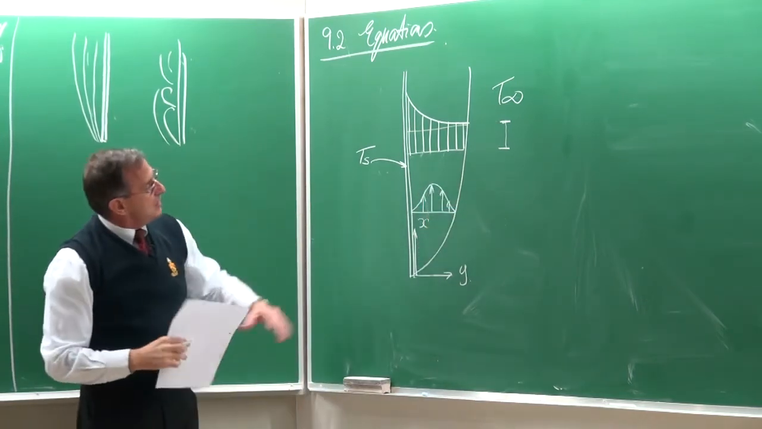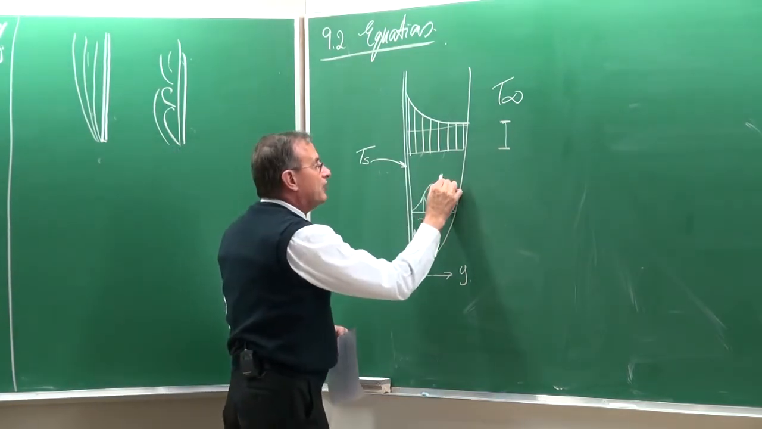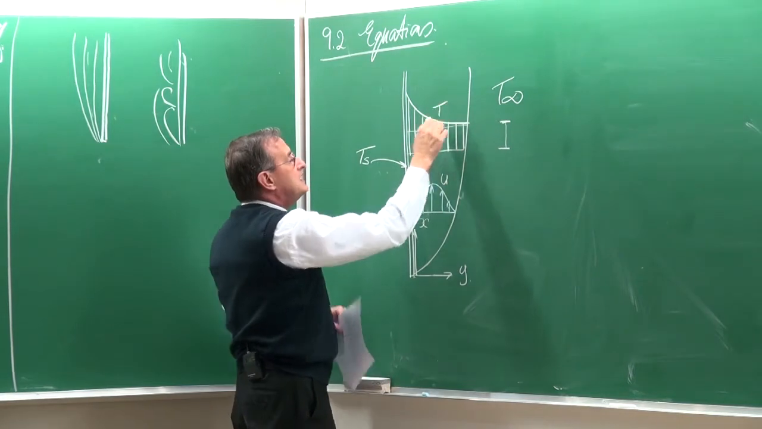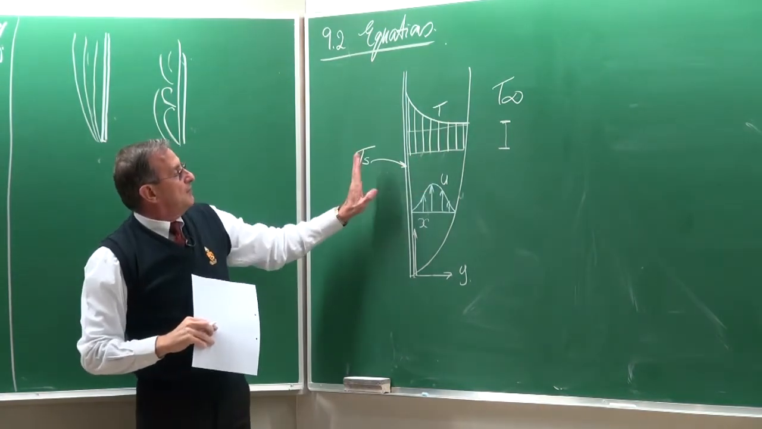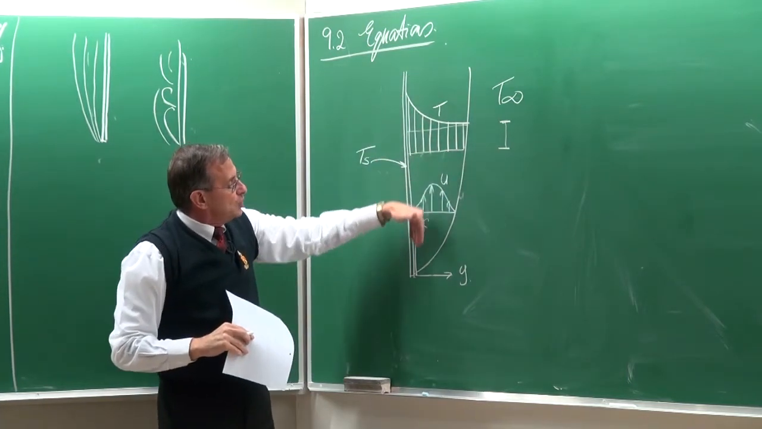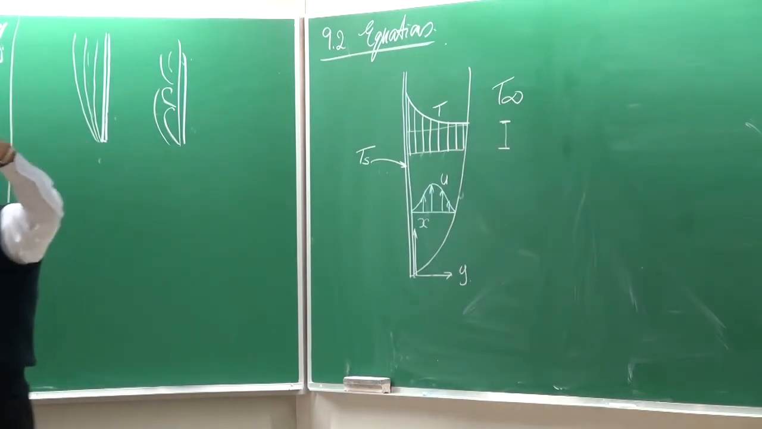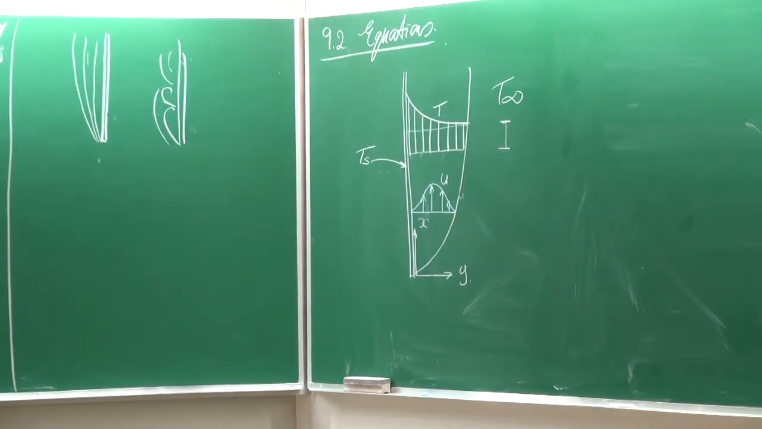Okay, now in this case, I've shown the velocity distribution going in the upper direction, that is U and that is T. However, if this temperature was smaller than that, then the velocity distribution would be in that direction, and the boundary layer will start developing from the top and getting thicker to the bottom.